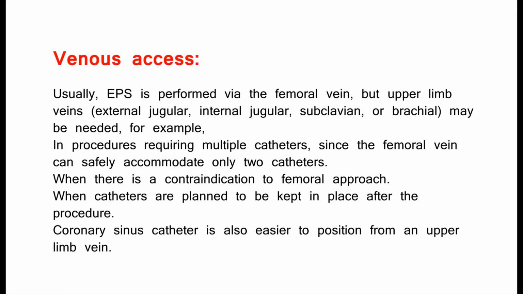Venous access. Usually, EPS is performed via the femoral vein, but upper limb veins, external jugular, internal jugular, subclavian, or brachial, may be needed, for example, in procedures requiring multiple catheters, since the femoral vein can safely accommodate only 2 catheters. When there is a contraindication to femoral approach. When catheters are planned to be kept in place after the procedure. Coronary sinus catheter is also easier to position from an upper limb vein.